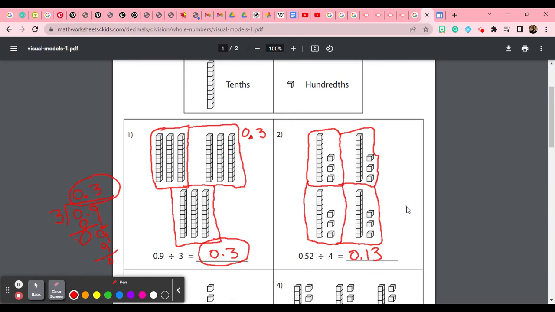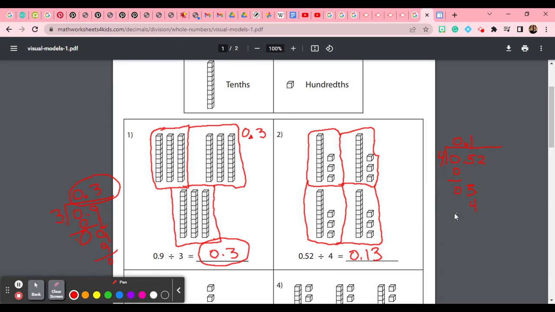Let's check this with our algorithm method. So 0.52 divided by 4. I can't fit 4 into 0, so I'm going to mark it as a 0. 0 times 4 is 0. 0 minus 0 is 0. Drop my 5, and put up my decimal before I go past it. 4 goes into 5 one time.